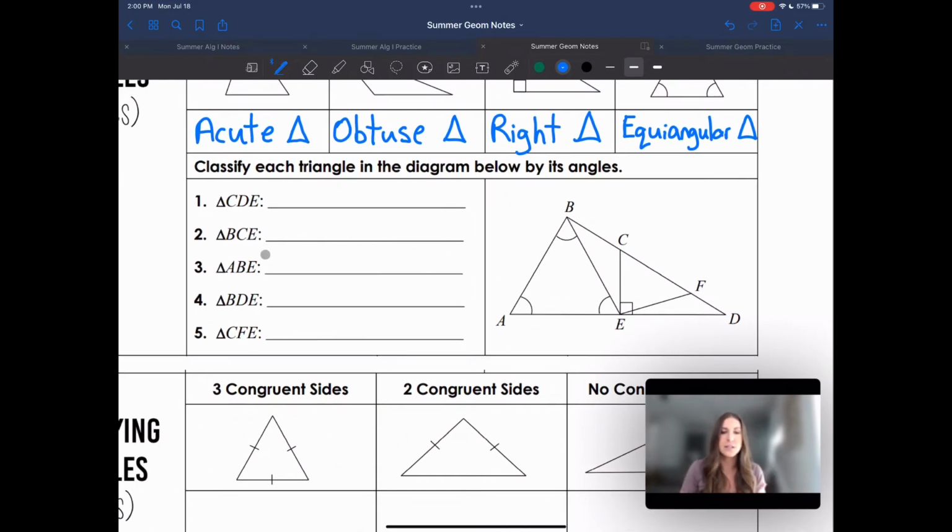In this section here, it says classify each triangle in the diagram below by its angles. We're basically going to look at each of these triangles, and there's a whole bunch of them over here. So we've got to make sure we're looking at the correct ones they're giving us. And we're going to list off one of these names for each triangle. If you look at number one, it says triangle CDE. Now you want to locate those vertices, those points, C, D, and E.